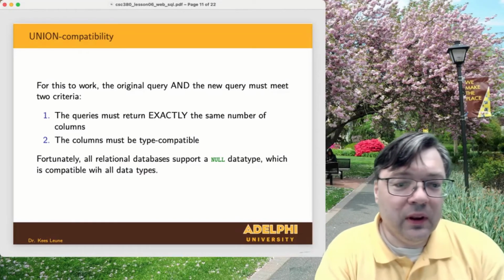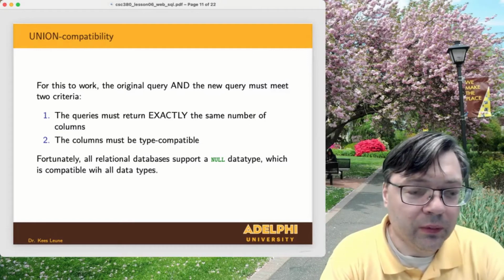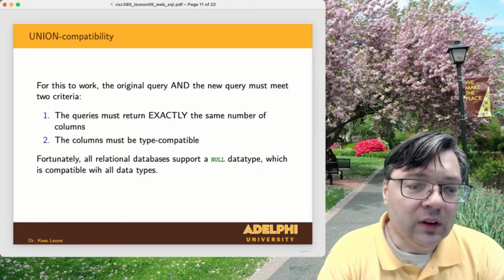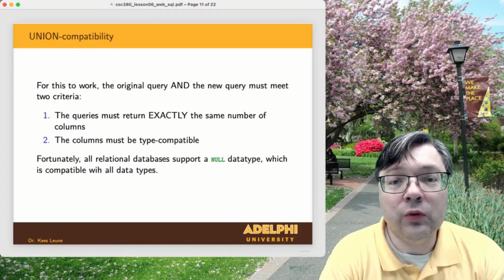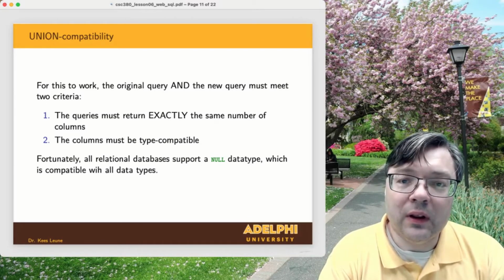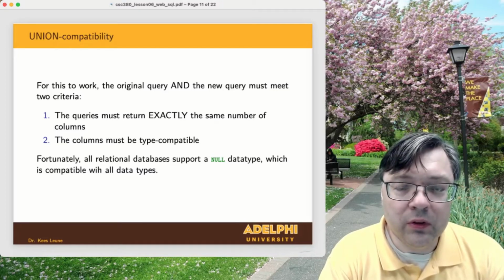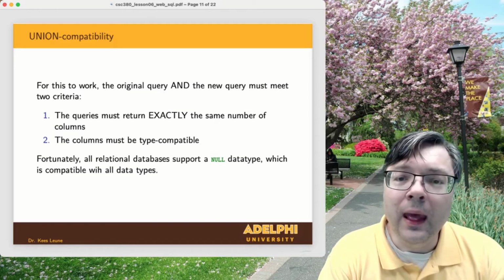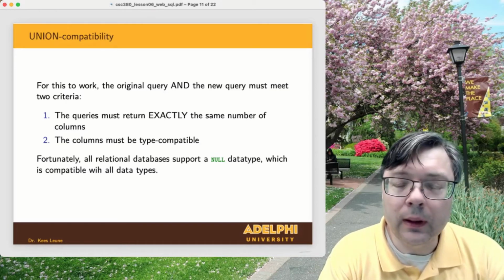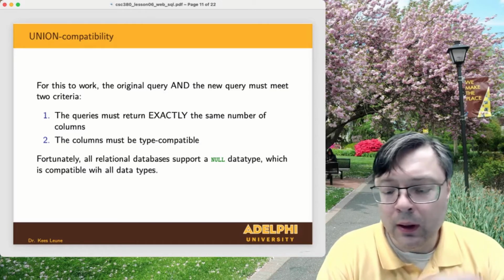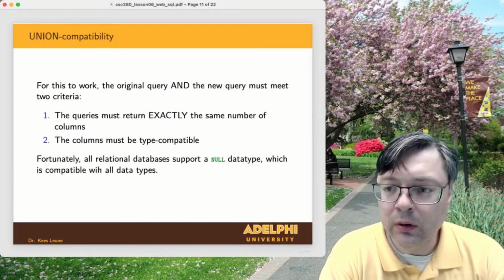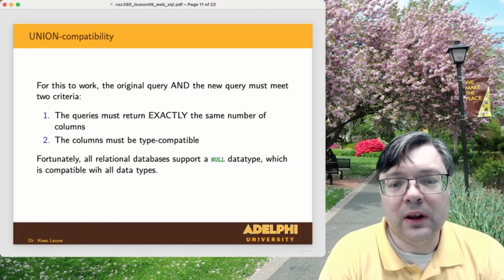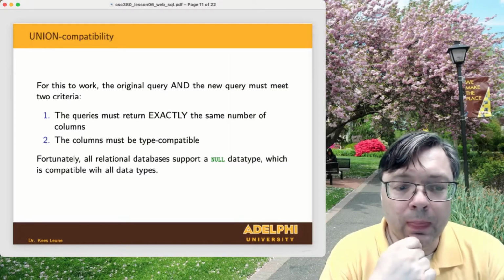Union compatibility is something that we discussed in CSC 263 database management systems. It means that two tables have to have the exact same number of attributes returned, or two queries have to have the same number of attributes returned. And they must be type compatible. That means that if the first column in the first table is an integer, then the first column in the second table also needs to be an integer.